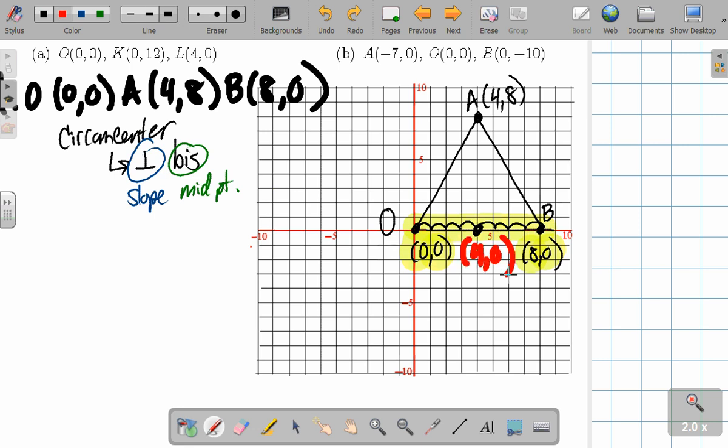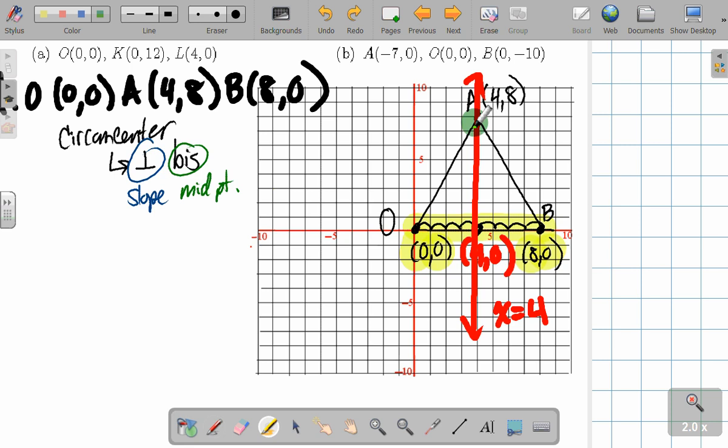Go ahead and draw yourself a perpendicular line. You should be able to name that line right off the bat. That is x equals 4. So we don't even have to figure out the equation of that line. Now we need to choose one of our other two sides. Do you want to do AO or AB? Doesn't matter. AO?